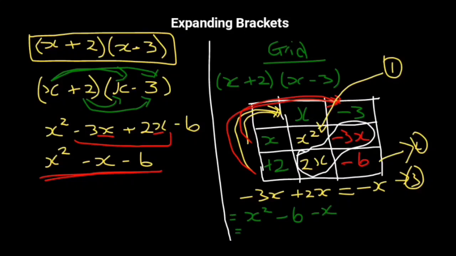But let's rewrite that again. So we have x squared minus x minus 6. And as you can see, that's exactly the same.